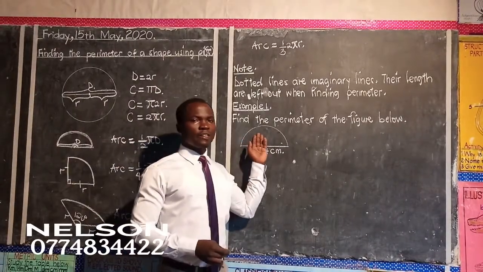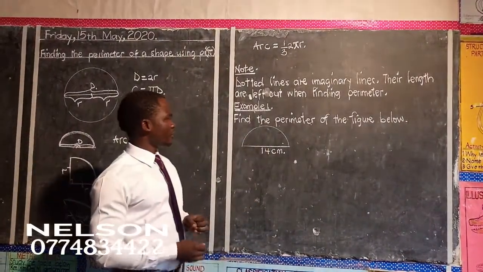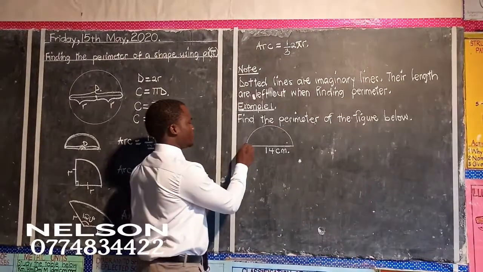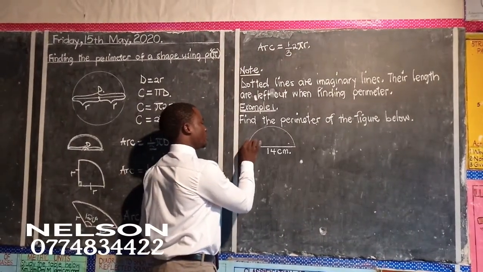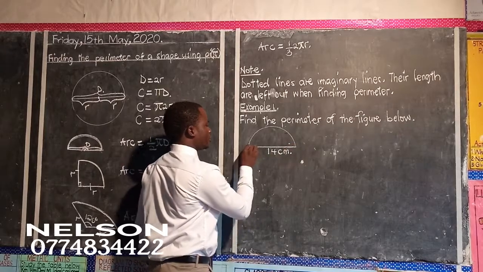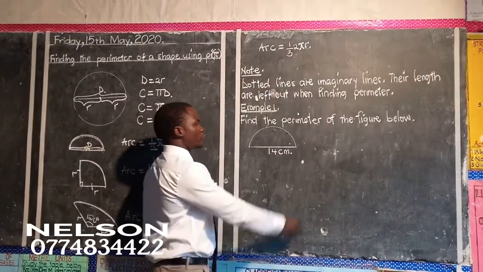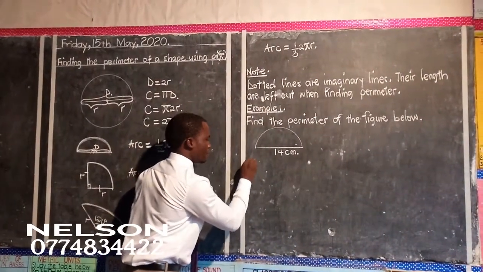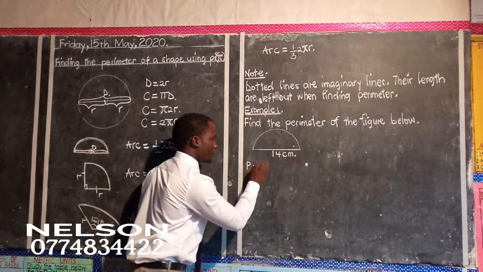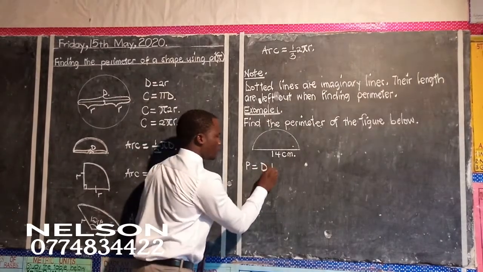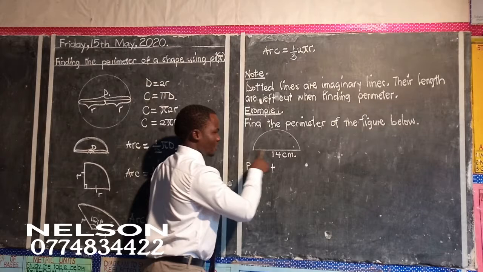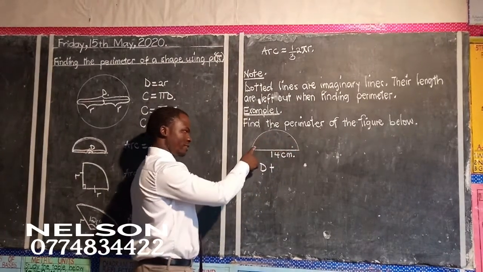This is a semicircle, and we said that the perimeter is the total distance around the figure, and this is what we are talking about. For you to get perimeter, we shall have this arc and then we add it to the diameter. So here we shall begin by saying that the perimeter equals diameter plus arc. Perimeter equals diameter plus this arc.